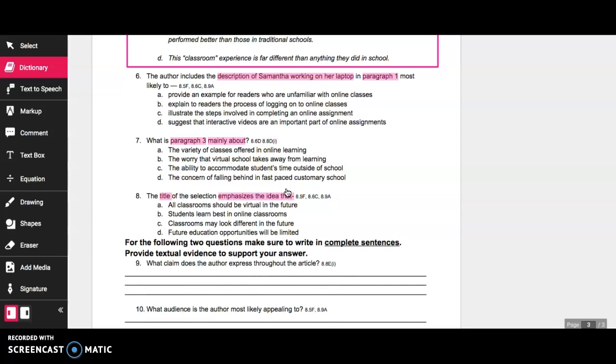And then D says the concern of falling behind in fast-paced customary school. Again, this kind of goes with the positive or negative of paragraph 3. D is talking negatively about online school. But if you think back, paragraph 3 was talking positively. It was talking about all the good things about online school. So go ahead and think, maybe go read paragraph 3 and then answer the question on the spreadsheet.